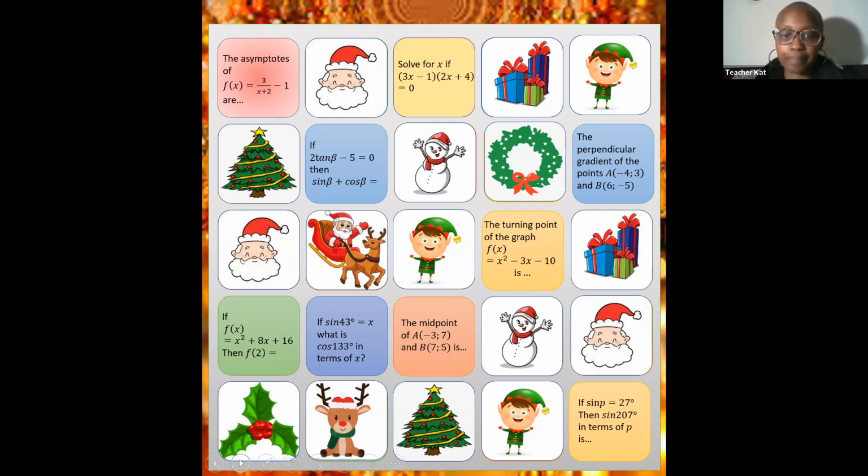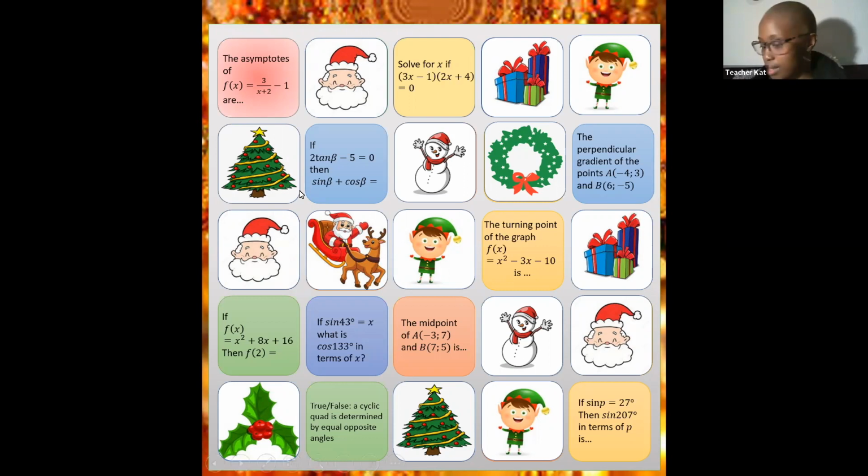Okay, are we ready? So that is our question. If you just missed it, we are at the bottom, our green block at the bottom. True or false? A cyclic quad is determined by equal opposite angles. Are the opposite angles of a cyclic quad equal? True or false? This one is a quick one, I'm not even going to start the timer. Either a true or a false. Either you know it or you don't know it. Let's go.